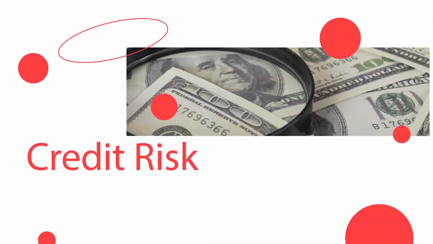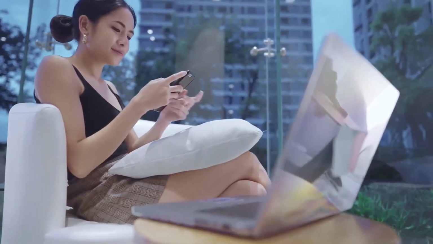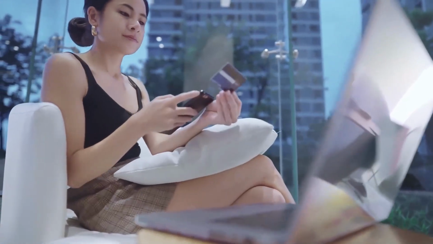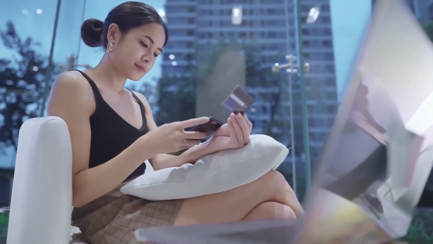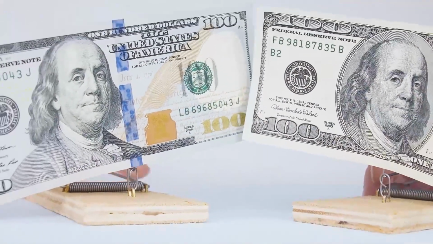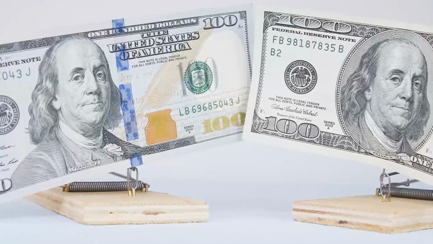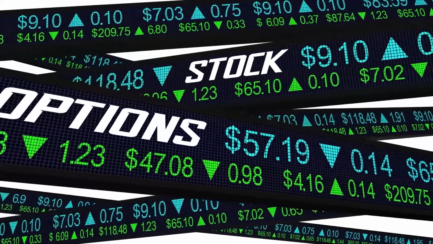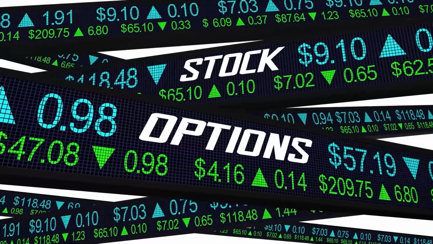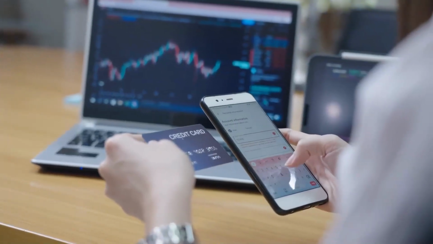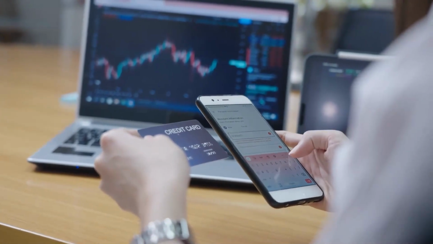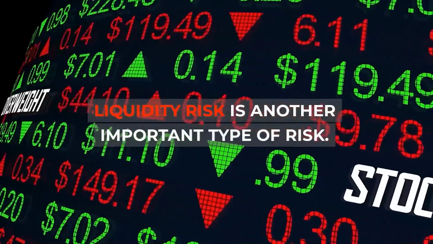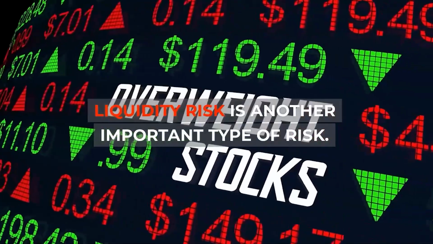Next, we have credit risk. Credit risk refers to the risk of losses due to a counterparty's inability to fulfill their financial obligations. In other words, it's the risk that the party on the other side of the trade will default on their payments. This risk is especially prevalent in the futures and options markets, where traders are exposed to the creditworthiness of their counterparties. Liquidity risk is another important type of risk.